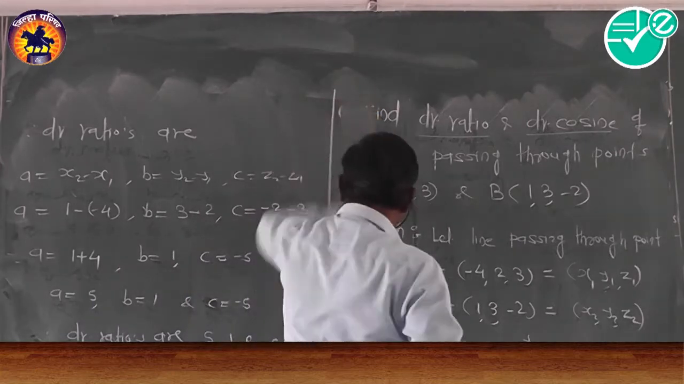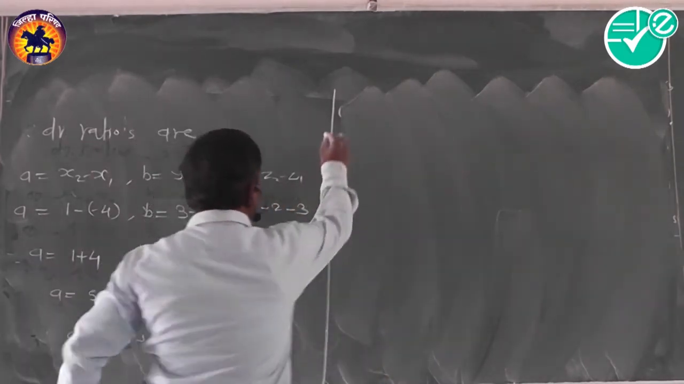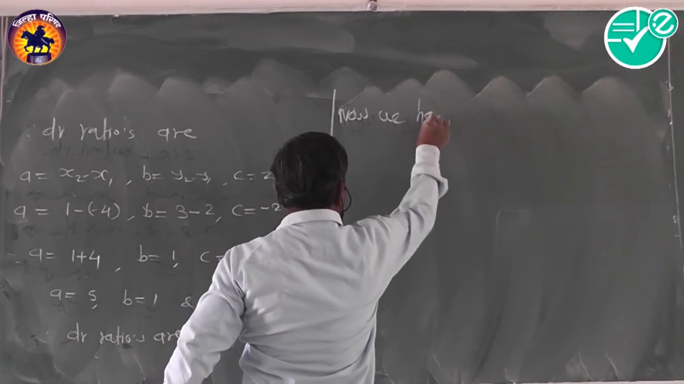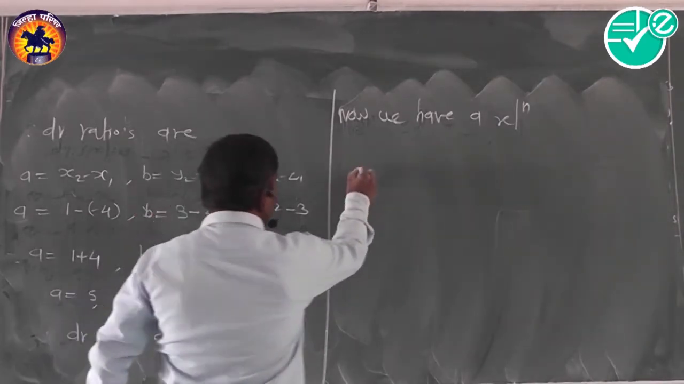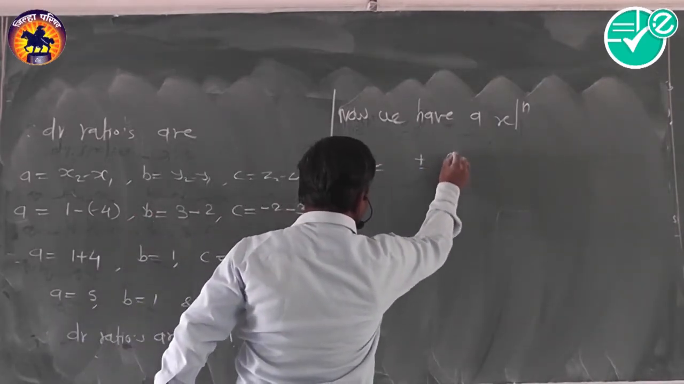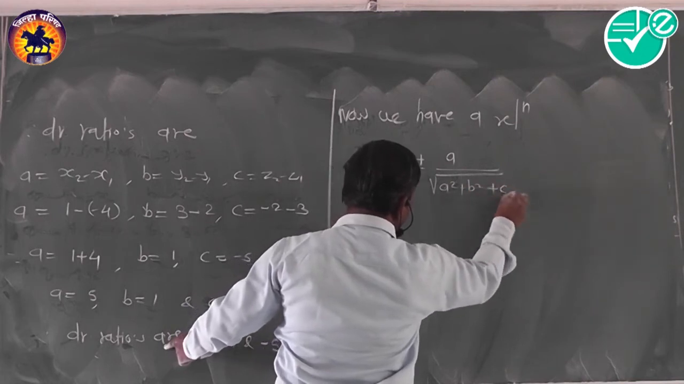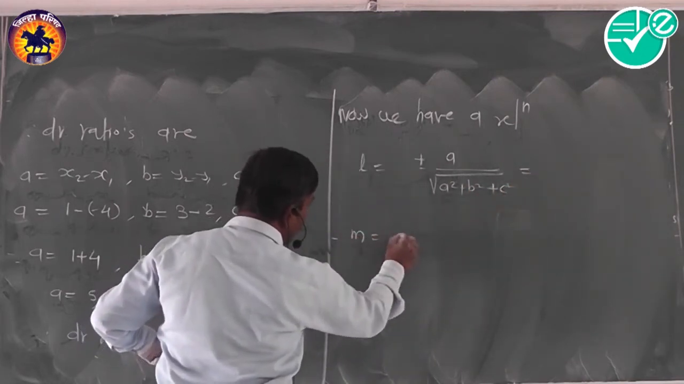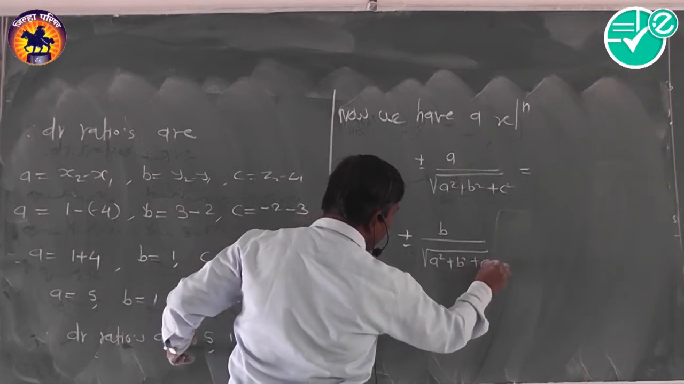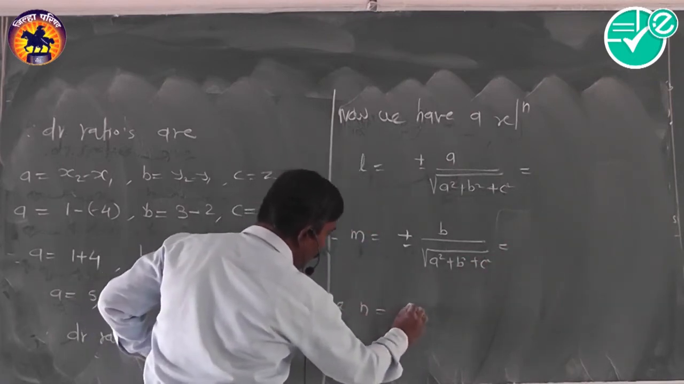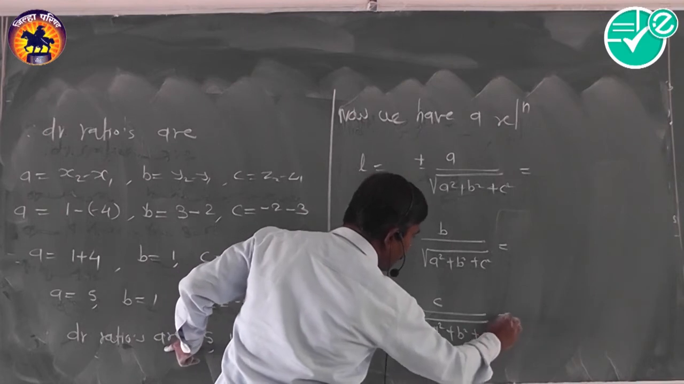Now we have a relation. What relation do we have? l is equal to plus or minus a divided by under root a square plus b square plus c square, m is equal to plus or minus b divided by under root a square plus b square plus c square, and n is equal to plus or minus c divided by under root a square plus b square plus c square.